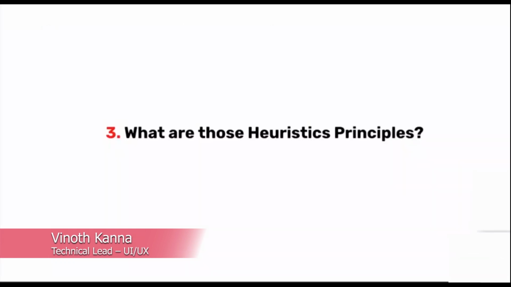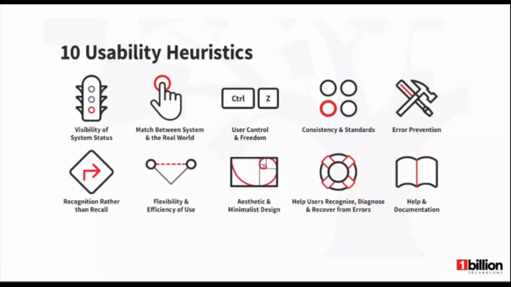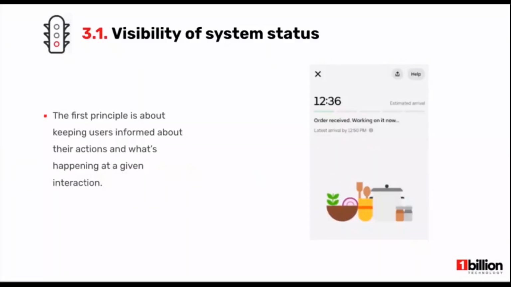So what are those heuristic principles? As we discussed, there are 10 usability heuristic principles, or testing, we can say. We'll look into each in the coming slides. First heuristic principle: visibility of system status. The user should have visibility of what's going to happen next, or be informed, to keep the user engaged in the app.